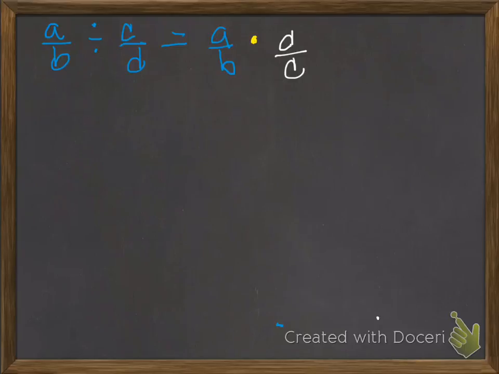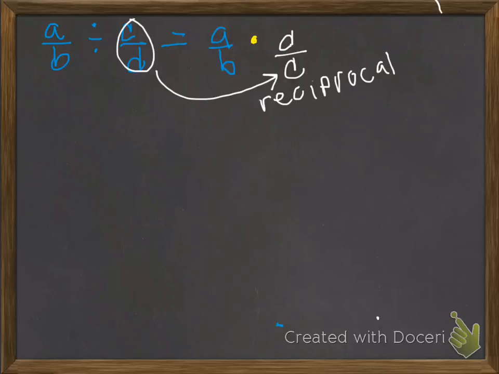So a over b divided by c over d is equal to a over b times d over c. D over c is the reciprocal of c over d. And thus we can multiply the fractions. So this is equal to a times d over b times c, AD over BC. So let's do an example.